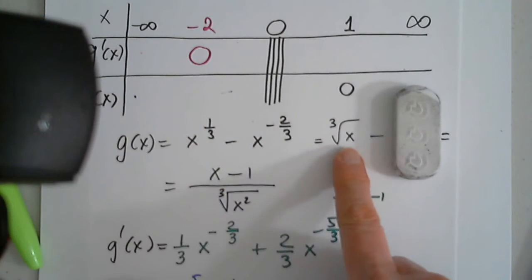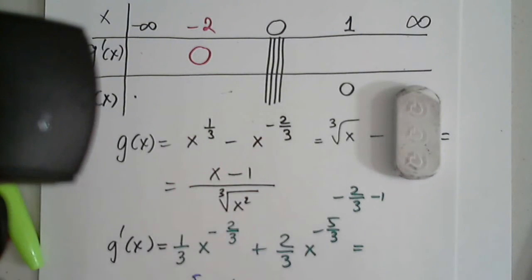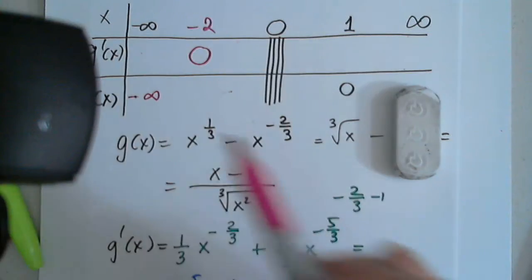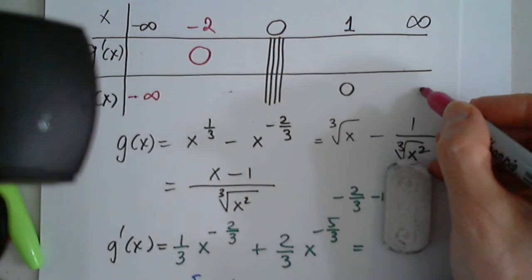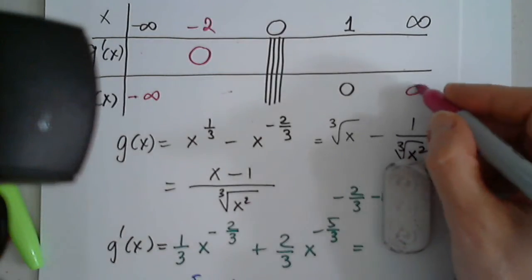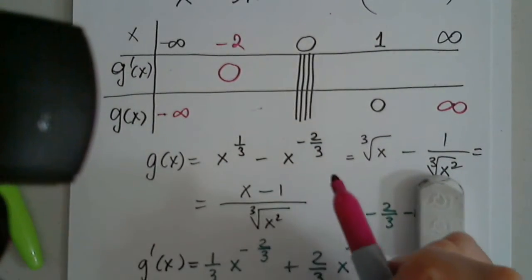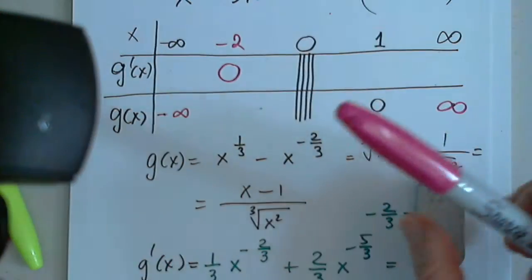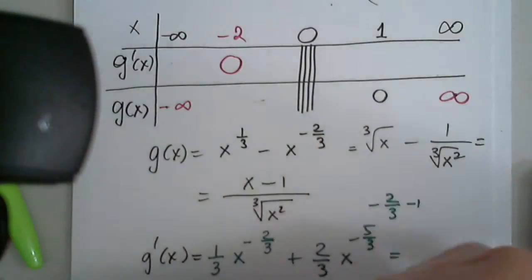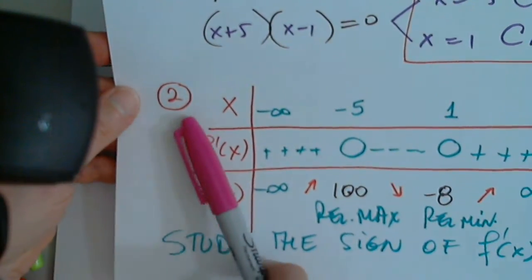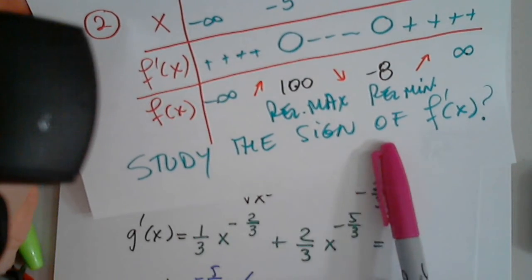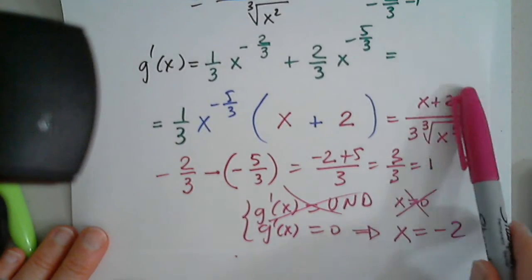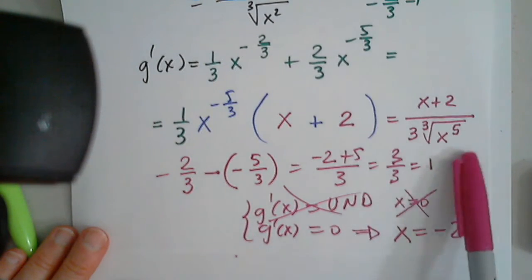So when I plug in negative infinity here, what do I get? Negative infinity. Thank you. When I plug in infinity here, what do I get? Infinity. That's it. Good. So now, what is the next step? I determined the critical number. What did we do? Study the sign. Yep. So here is the derivative, and we need to study its sign.